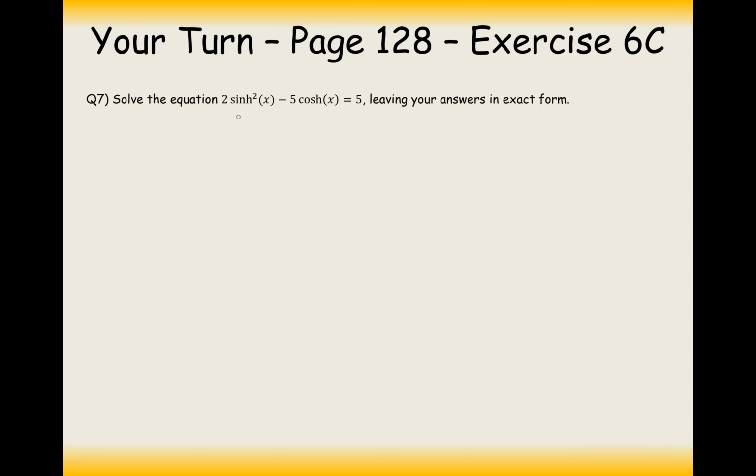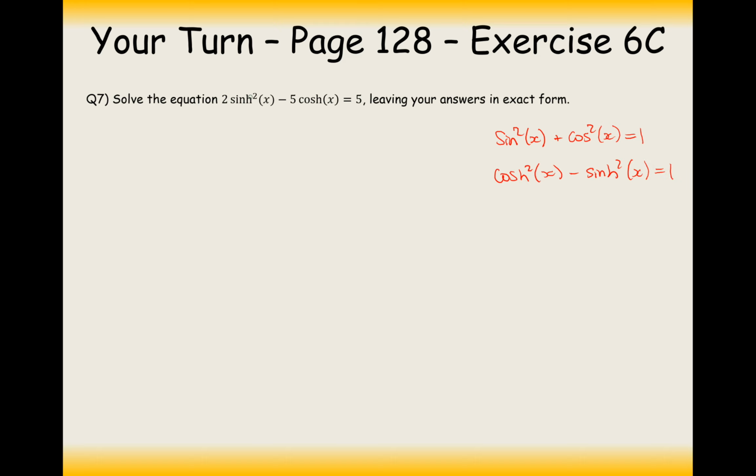Okay, so this is a standard question that we need to be able to solve, leaving our answers in exact form. So I see here I've got a sine squared and a cosh in this equation. So what I'll remember is that I've got the identity sine squared x plus cos squared x equals 1. I remember that from A-level maths. But when I introduce hyperbolics, I've got two sinhs multiplying together here, so it's going to be cosh squared x minus sinh squared x equals 1.